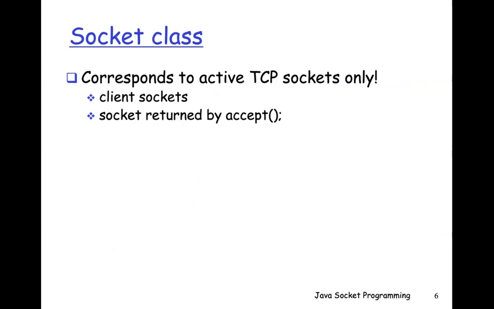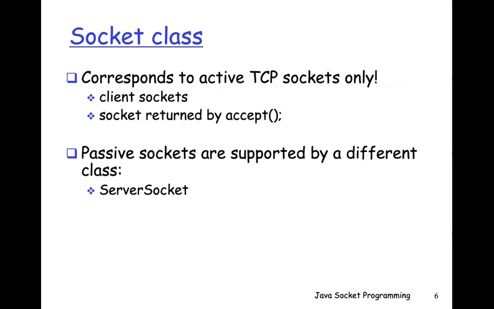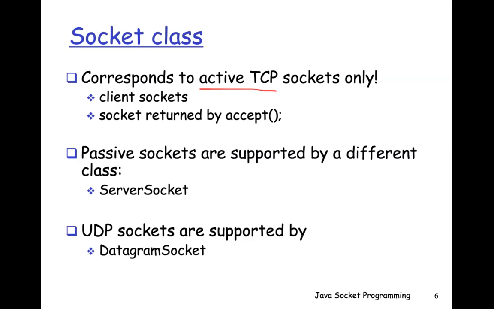And for socket programming, we have the client socket and the socket returned by accept. The active socket is the client socket. Another one is the passive socket, supported by a different class. One is the server socket, and UDP sockets are supported by the datagram socket.